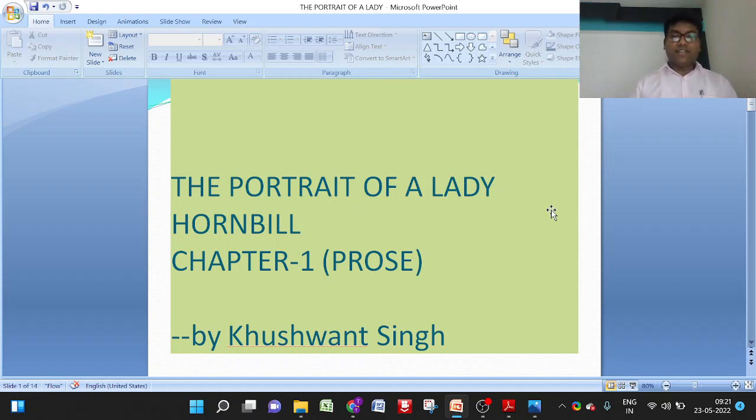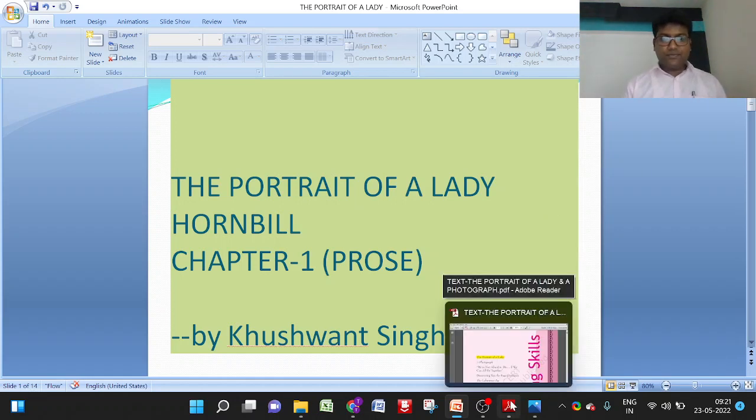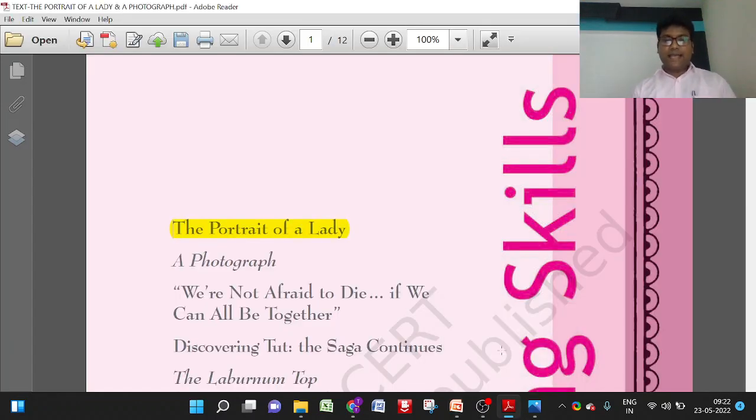The first chapter of our Hornbill is the Portrait of a Lady. As you can see, chapter 1 prose, the Portrait of a Lady by Khushwant Singh. So in your Hornbill, sorry, Flamingo was class 12's textbook. As you can see here in the content page, the Portrait of a Lady is the first chapter because every chapter, especially the first one, has one prose and one poem. So the Portrait of a Lady is followed by A Photograph. But today's concern is the Portrait of a Lady, this text.